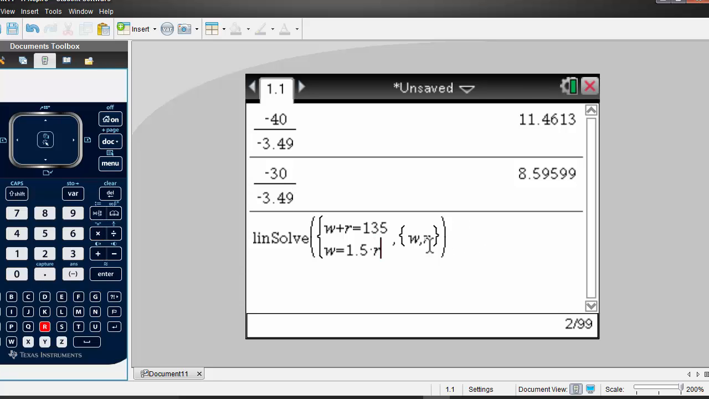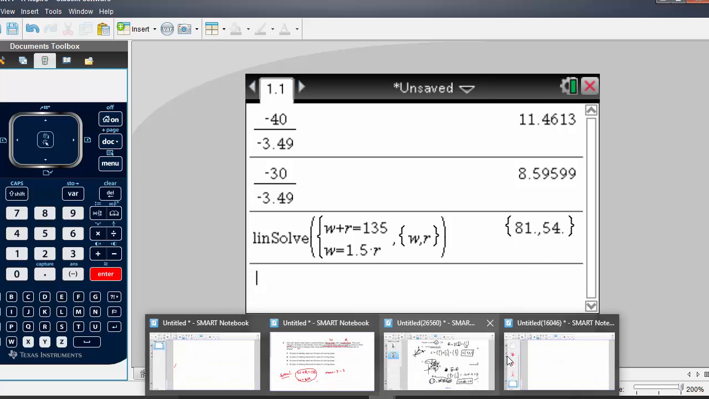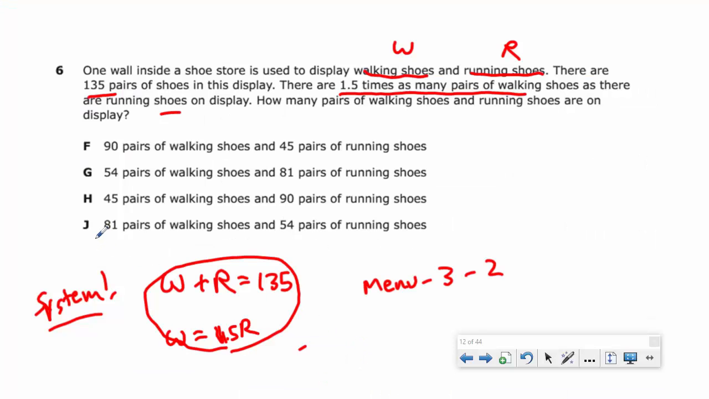Now when I hit enter, it's going to tell me W and R, the number of walking shoes and the number of running shoes. So as it turns out, the number of walking shoes is 81 and the number of running shoes is 54. So let's go to the answer. 81 pairs of walking shoes and 54 pairs of running shoes. That's what the calculator told me. There are no other answers that come close to that, so the answer is J.